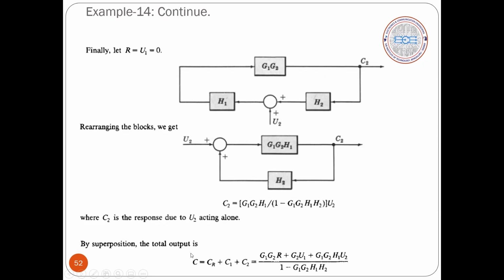So now what we have to do is apply the superposition principle. It is a linear system. So in superposition, we are adding all the contributions, considering each input separately, to get the final output. So final output C is what? The C due to R alone, C due to U1 alone, C due to U2 alone, you have to add, and this is what the final transfer function you get. Add all the three, you will get this particular transfer function. You please calculate and simplify at home. This is what you will be getting as the output C.